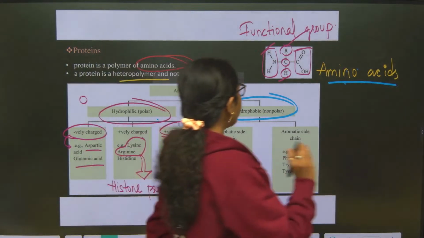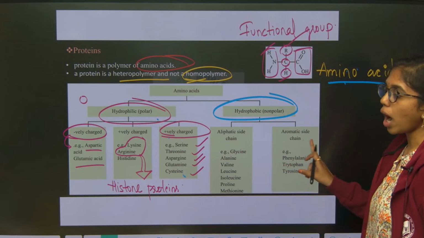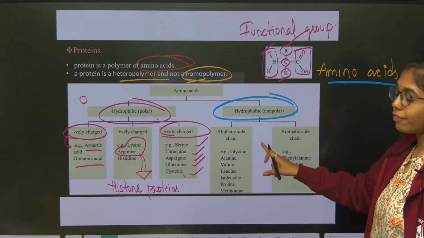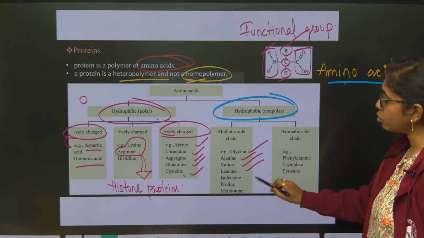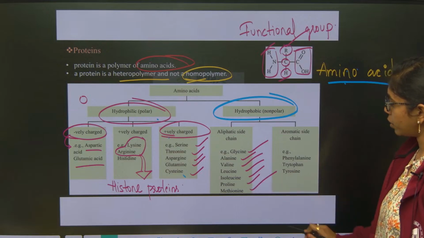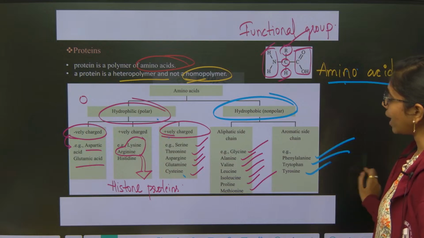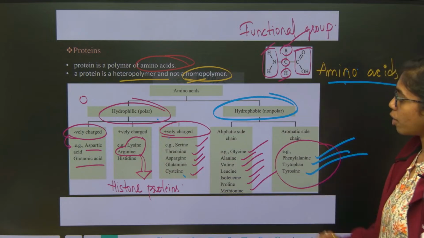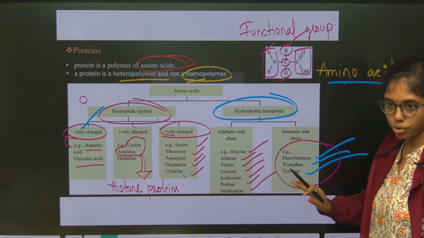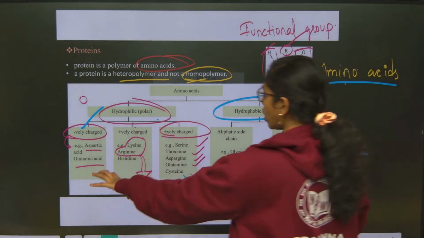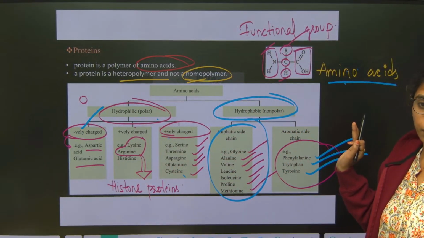Next, hydrophobic non-polar, okay, includes aliphatic side chain or aromatic side chain. Aliphatic side chains include what? Glycine, alanine, valine, leucine, isoleucine, proline and methionine. Aromatic side chains include phenylalanine, tryptophan and tyrosine. So, to remember these aromatic amino acids, negatively charged and positively charged are easy for you. Okay. So, fix these things in your mind and aliphatic side chains you will automatically remember.